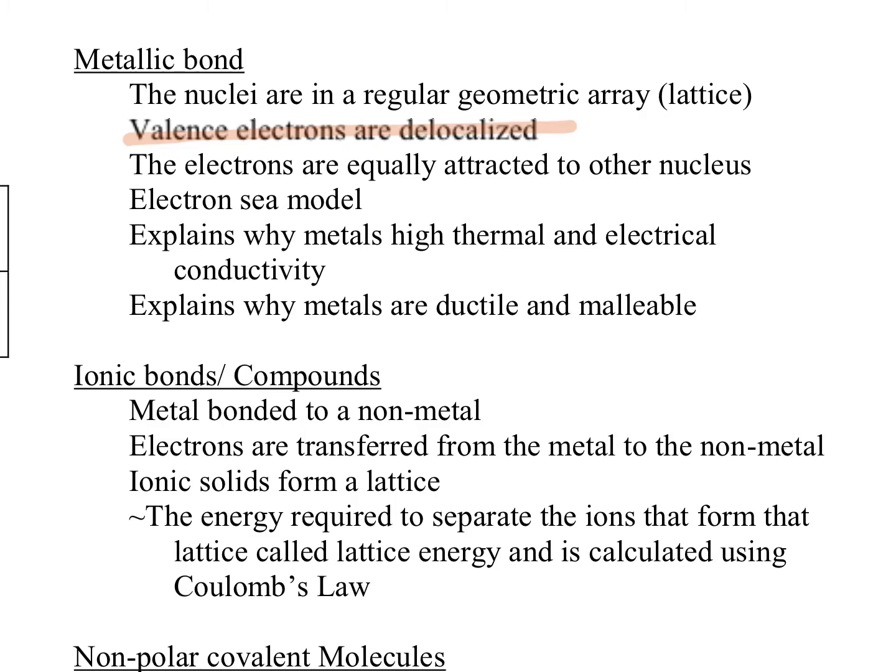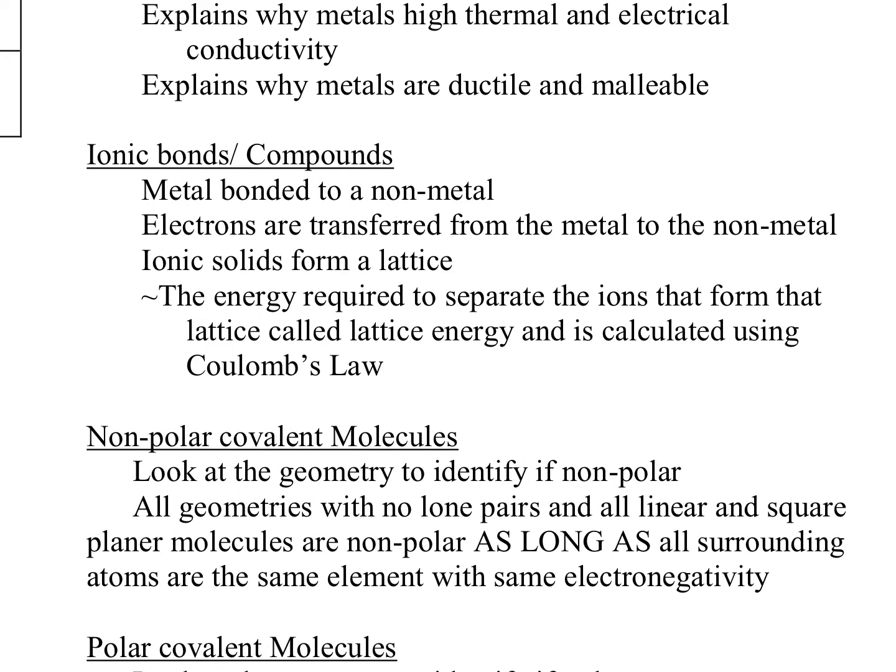So ionic compounds, which are made up of ionic bonds. This is a metal with a nonmetal. Electrons are transferred from the metal to the nonmetal. Ionic solids form a lattice. And the energy required to separate the ions that form the lattice is called the lattice energy. So however much energy is required to separate ions is called lattice energy.